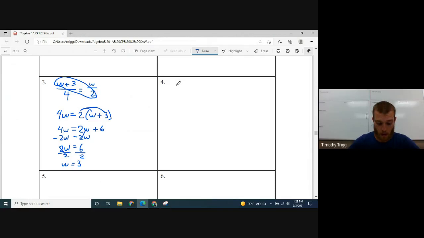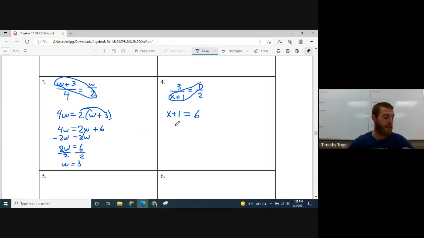Okay, number 4. 3 over x plus 1 equals 1/2. So very similar to what we just did. Let's cross multiply. 1 times x plus 1 is just x plus 1, right? Anything times 1 is itself. So x plus 1 times 1 is just x plus 1. Then 3 times 2 is 6.